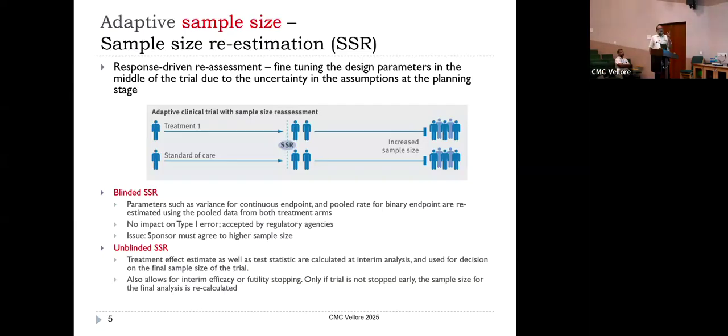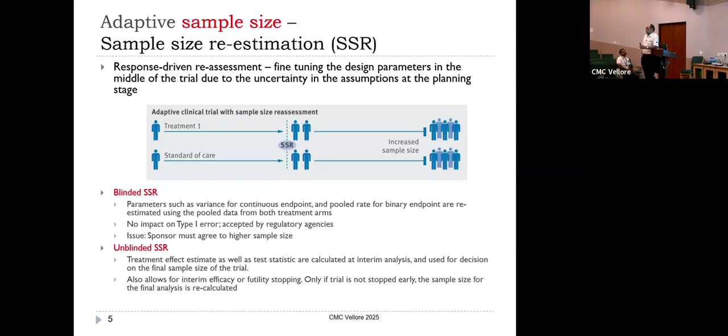It's also called response-driven reassessment. So it's basically fine-tuning the design parameters in the middle of the trial due to the uncertainty and the assumptions at the planning stage. Because when you are planning the study and you've done your calculations, you say, oh, the event rate is going to be such and such. The proportion in this arm is this, the proportion in the control arm is that. So I expect to get an effect size of this.